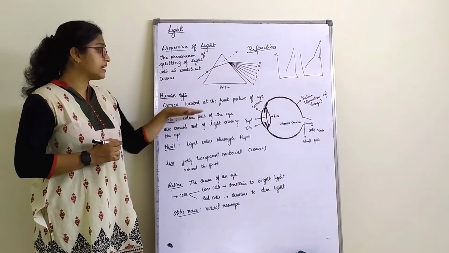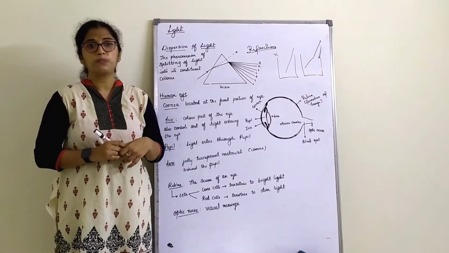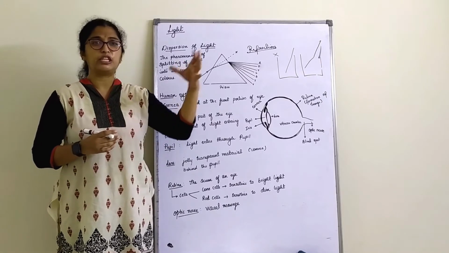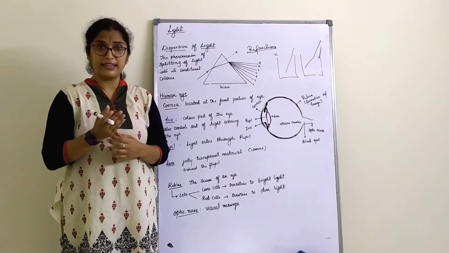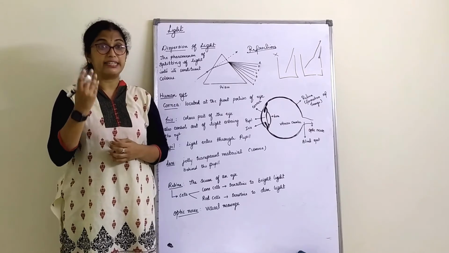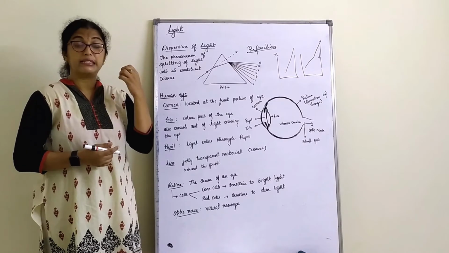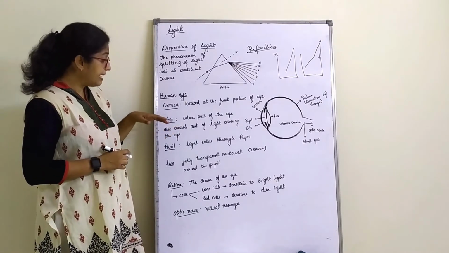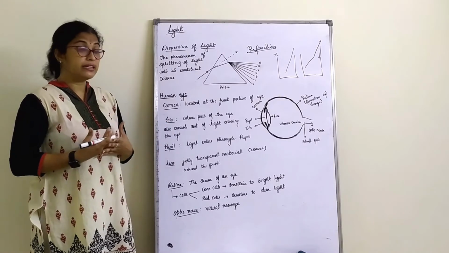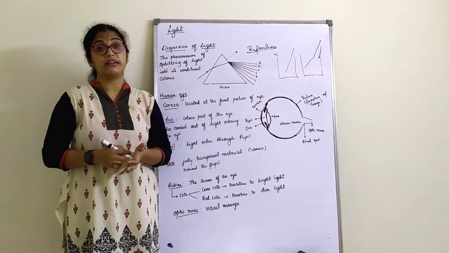Iris. It is the color part of the eye, the color pigment of the eye. We have all seen, we say that he or she has blue eyes, green eyes, brown eyes, black eyes, correct? It is not actually the eyes, but the color of the iris. That is the pigment it gives. Along with the color, it also controls the amount of light entering our eye.